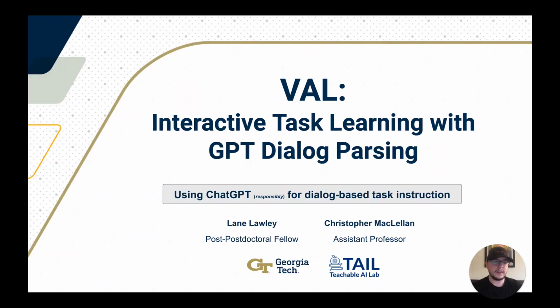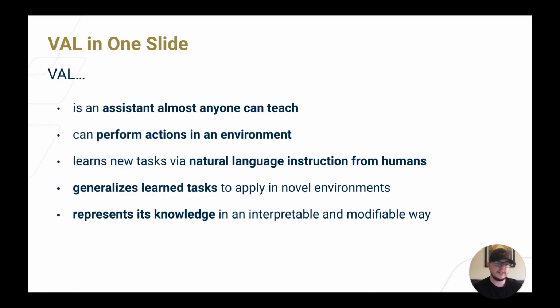Hi, I'm Lawley, representing the Teachable AI Lab at Georgia Tech, and I'm about to present VAL, the Verbal Apprentice Learner. VAL is a technology we developed to support humans teaching computers how to perform tasks using natural conversation. We also designed it so that the learned task knowledge is interpretable, generalizable, and modifiable.